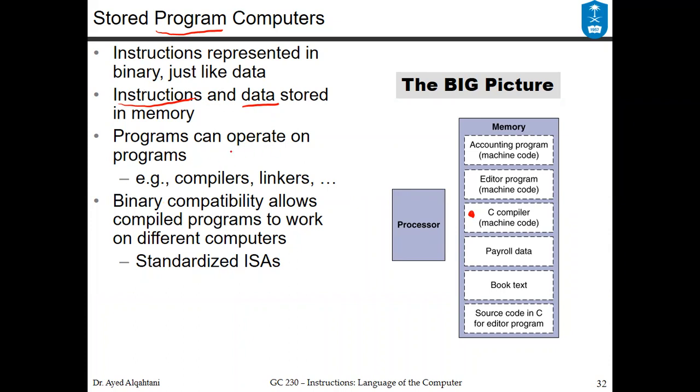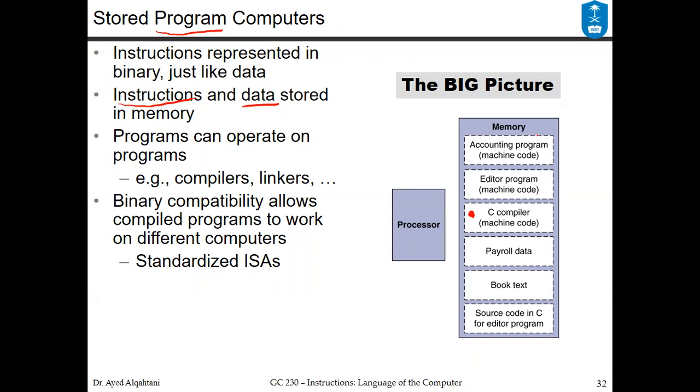The program can operate on programs, obviously. The compilers, linkers, assemblers, they work on the programs. The binary compatibility allows compiled programs to work on different computers. And this is why we have the high-level languages like C and Java. You could run them on any computer, no problem. But when you convert to assembly, the assembly works only on the machine itself that has a specific hardware.